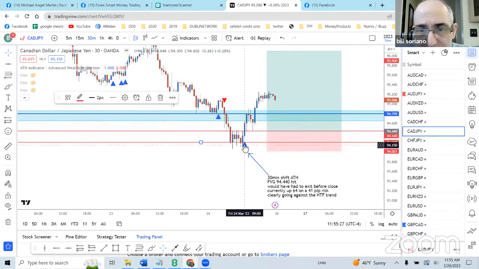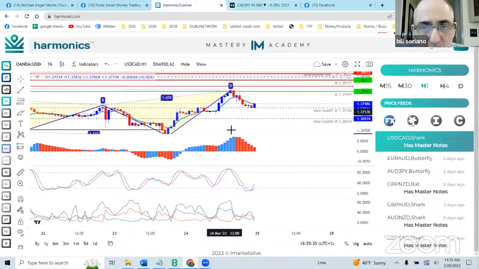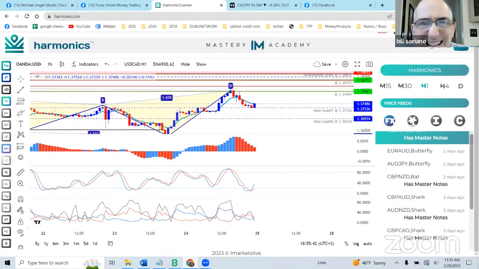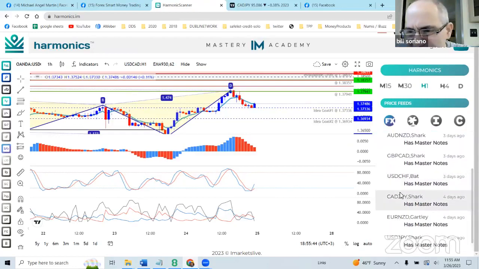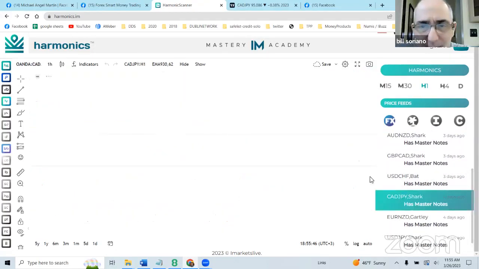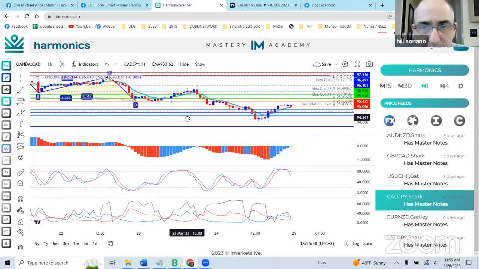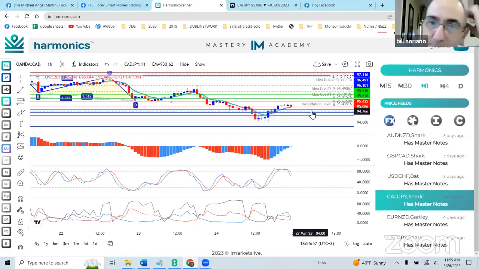So you could see the ATH indicator comes out, and this came out at 9 a.m. Friday morning. Okay. Now, if you look at the harmonic scanner here, let's go to CADJPY. This scan actually came out 4 days ago, right? And you can see here that Manny had this area marked up as well. So he had the same area marked up on my chart, okay?